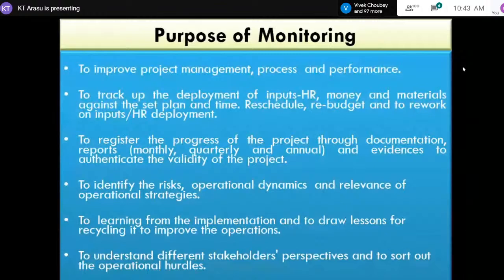Then to learn from the implementation. For example, Muhammad Yunus is a clever, smart man from Bangladesh.